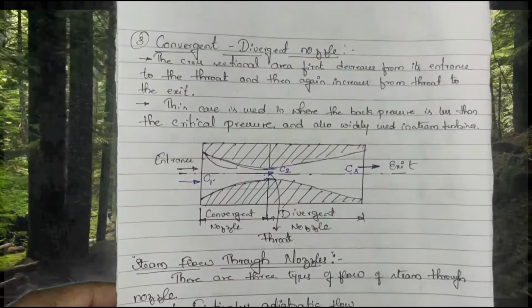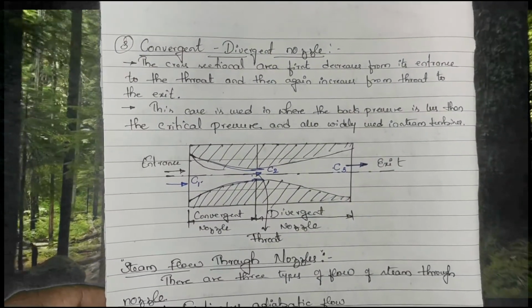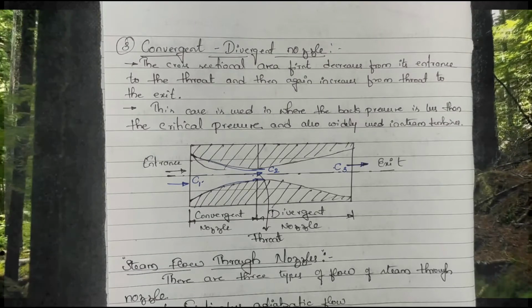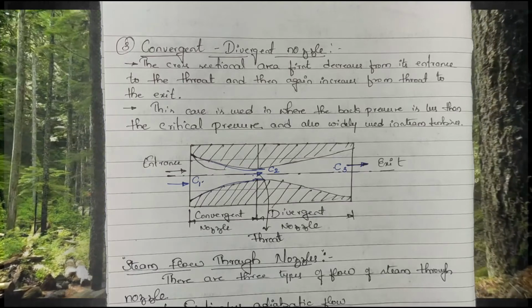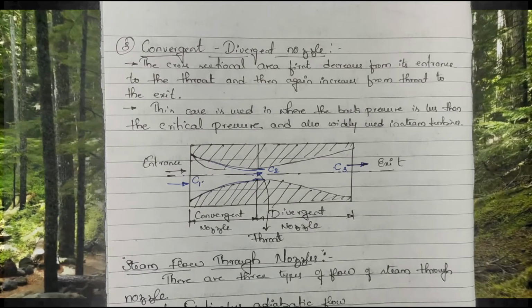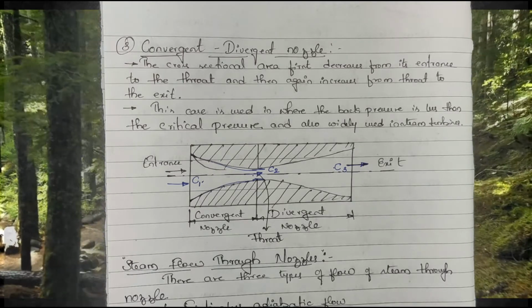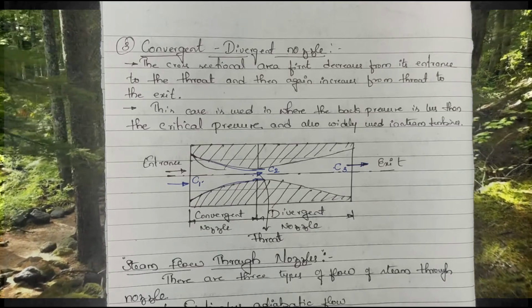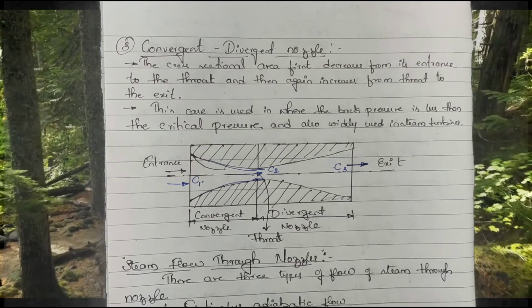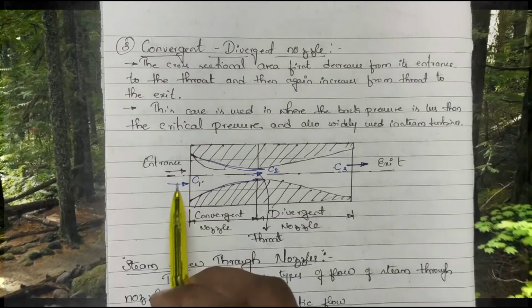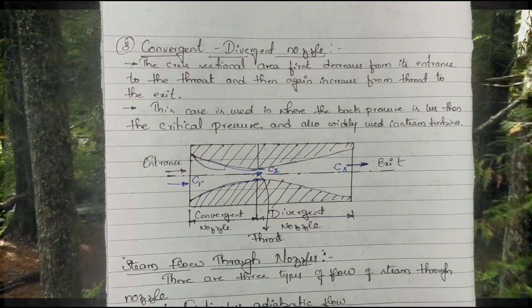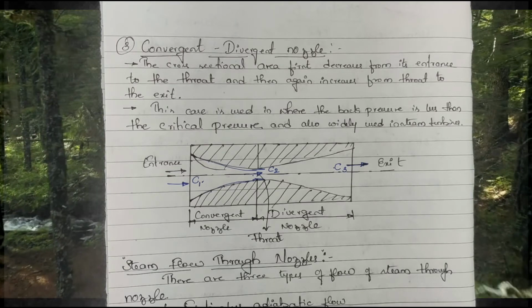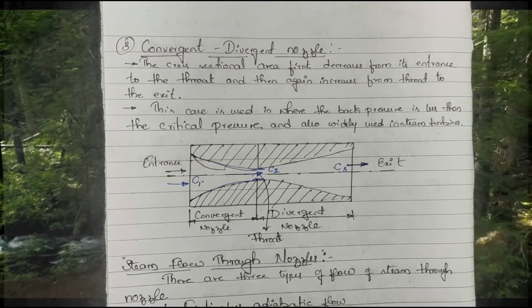Another type is the convergent and divergent nozzle. Here you have to remember that there are three different parts in the convergent-divergent nozzle: a convergent part, a throat part, and a divergent part. Convergent means the area decreases, and divergent means the area increases. In between you have one separate part, the throat.